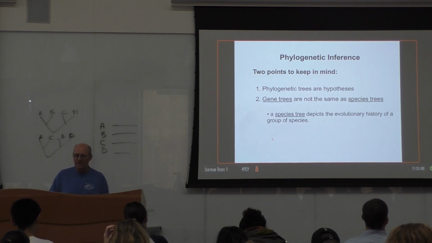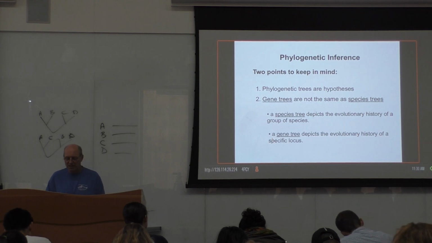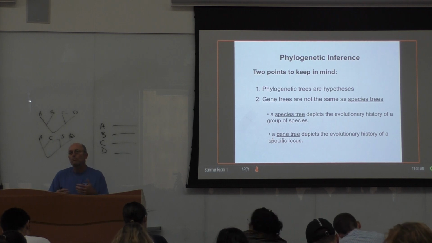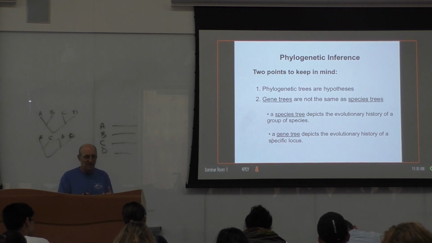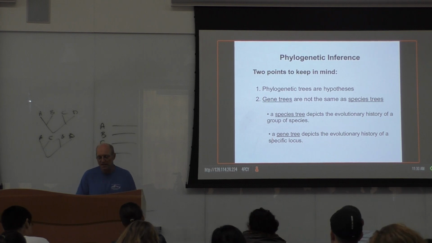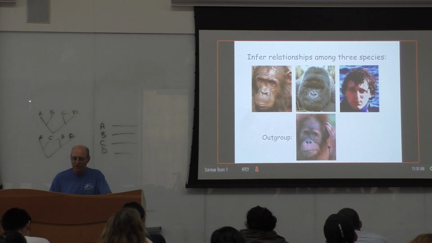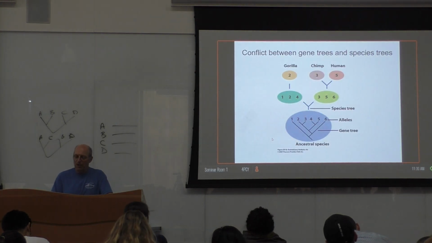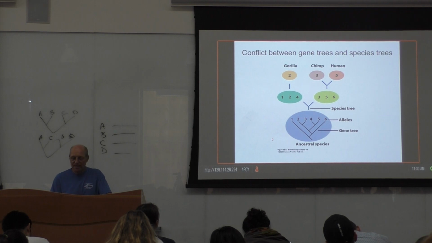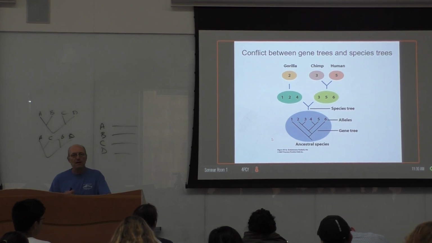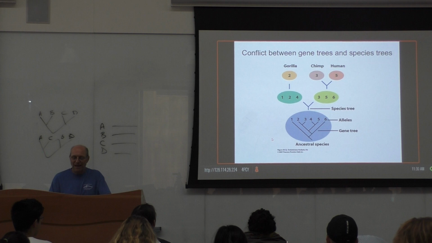Species trees depict the evolutionary history of a group of species, while a gene tree depicts the evolutionary history of a specific locus, of a specific gene. And so most of the time they match, but many, many times they don't. So you need to be really careful about that. A good example is the relationship between humans, gorillas, and chimps, where people have, for the longest time, had a hard time determining which are the closest relatives. Our closest relatives are chimps. There are two species of chimps, and after that you have gorillas. The outgroup is the orangs.